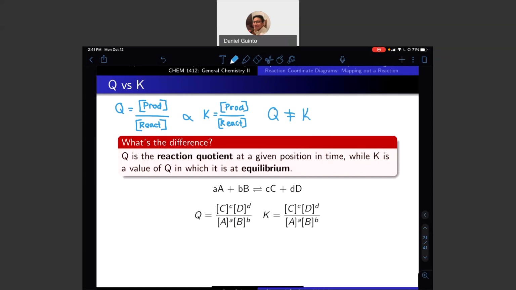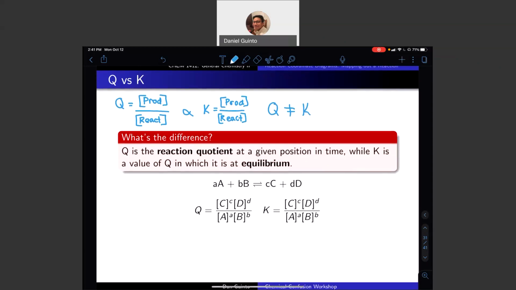So in the reaction here, when we look at the math, we have our coefficients as our lowercase numbers, and our actual elements or compounds as our uppercase letters in this case. So again, whenever you're doing things like this, your coefficient then becomes your exponent, and then your actual thing becomes just your concentration of that. And then remember, it's products over reactants in this case. So that's something very important.